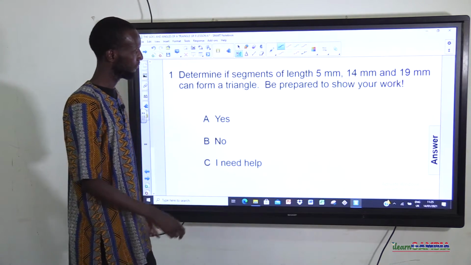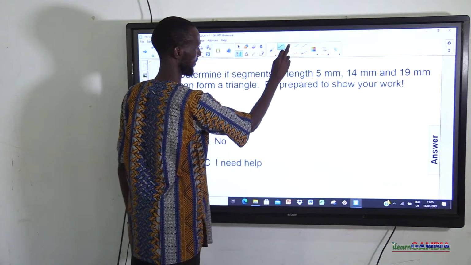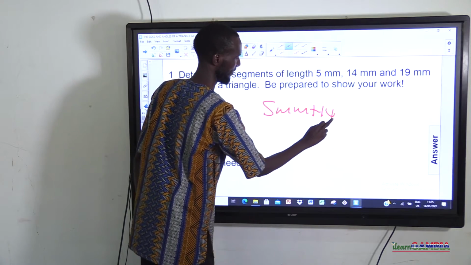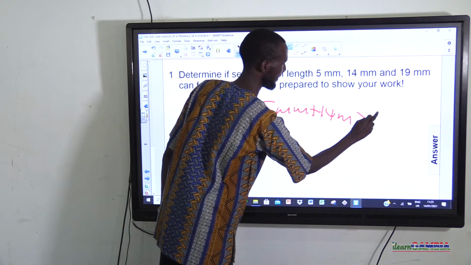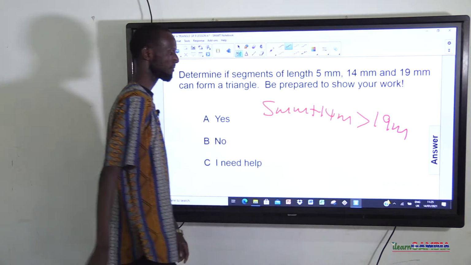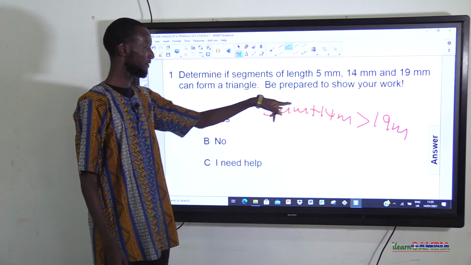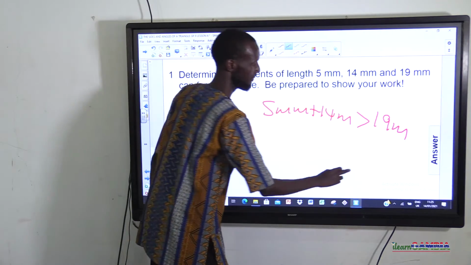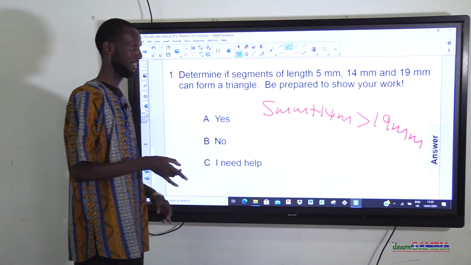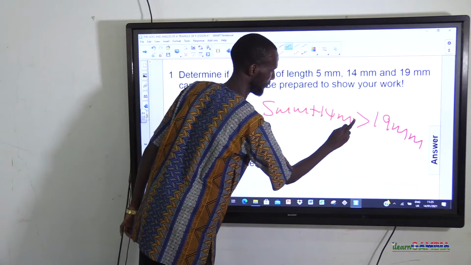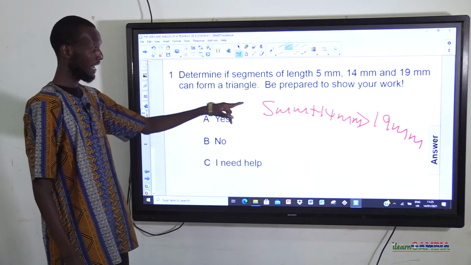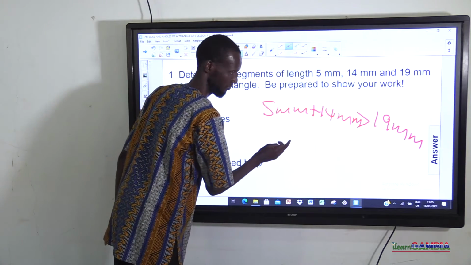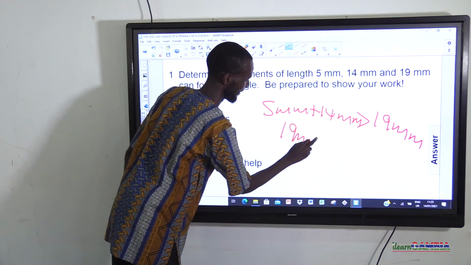So now, if you add up those two, the 5 millimeters and the 14 millimeters, will we get an answer greater than the 19 millimeters? Has to be greater. Obviously, if you add 5 and 14, that should give you, yeah, that's 19 millimeters. Now this is also in millimeters, have to be the same units, of course. Now, if you add up the 5 millimeters and the 14 millimeters, that should give you 19 millimeters.